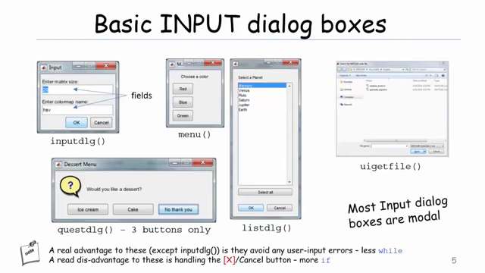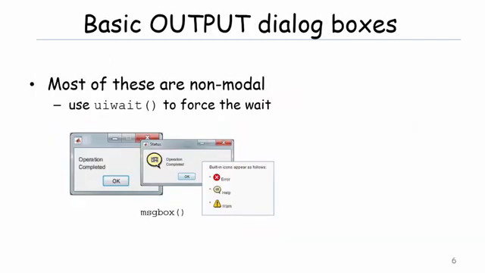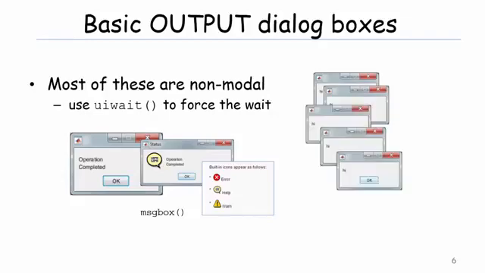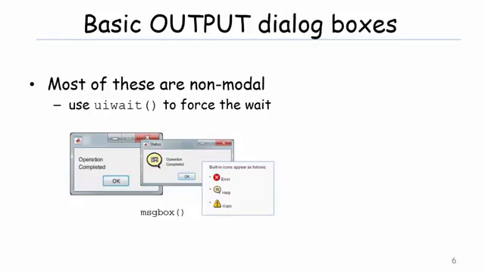Most of the input dialog boxes, and it does make sense, are modal. They will wait for the user to interact before it continues with the code. The opposite is the output dialog boxes. There aren't that many. One of them is msgbox and it displays a little message, but this one is non-modal. So meaning you can display as many messages, they'll pop up right on top of each other until the code ends. In that case, we'll use uiwait to force the wait.